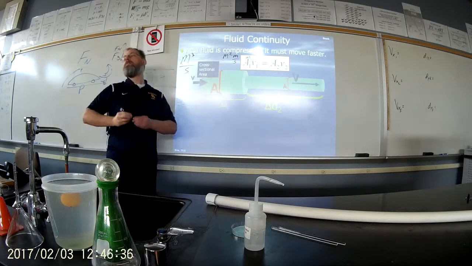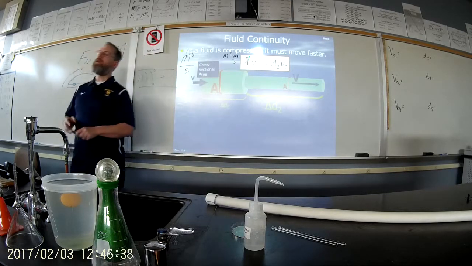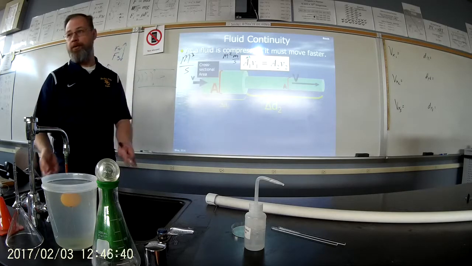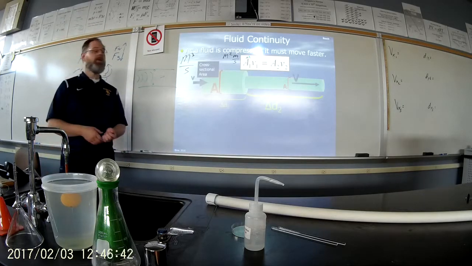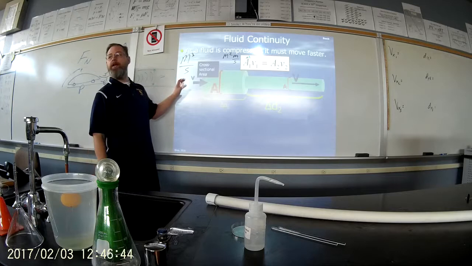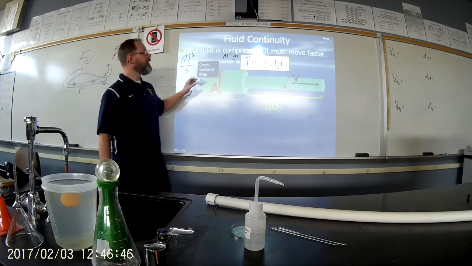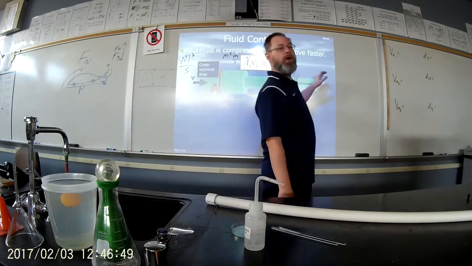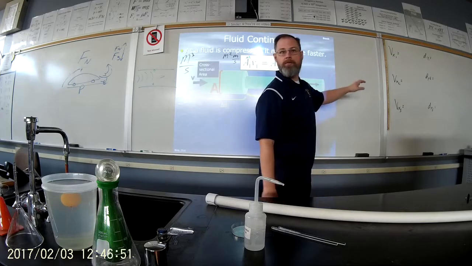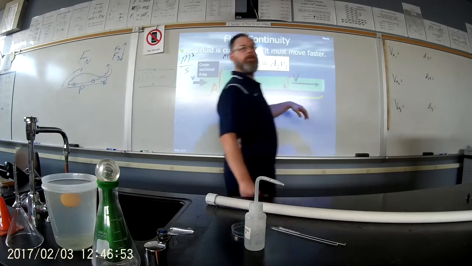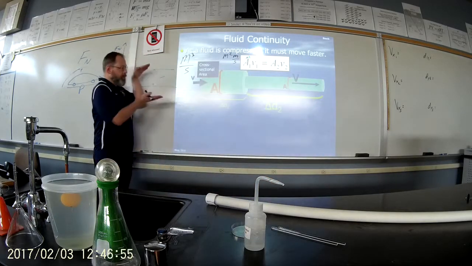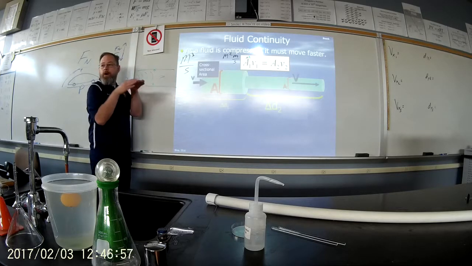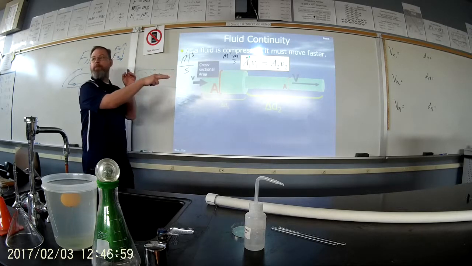In other words, volume of water in per second equals volume of water out per second. Okay? So if you put 1 cubic meter of water in one end every second, then hopefully every second 1 cubic meter of water comes out. So that means if you shrink the pipe, the water has to move faster through that shrunken pipe.